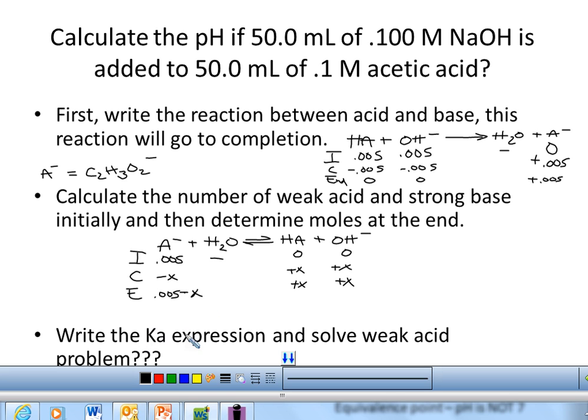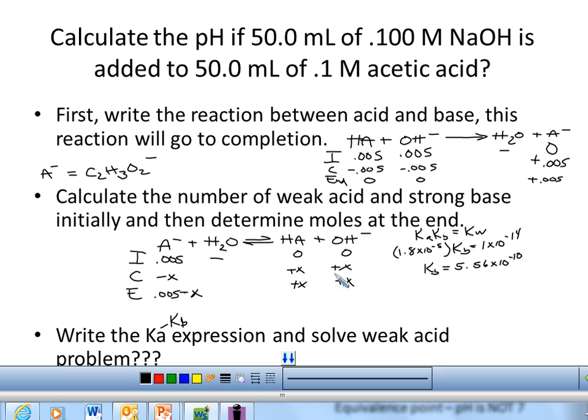Now it says write the Ka expression and solve a weak acid problem. Well, this isn't a weak acid. This is a weak base, and it's taking hydrogens away. Well, can I find the Kb with the known Ka? And the answer, absolutely. Ka times Kb is equal to Kw. I know the Ka is 1.8 times 10 to the negative fifth. I need the Kb for this conjugate base of acetic acid. Kw is 1 times 10 to the negative 14th. So to solve for Kb, I divide by 1.8 times 10 to the negative fifth on both sides, and I find out the Kb is 5.56 times 10 to the negative 10th.